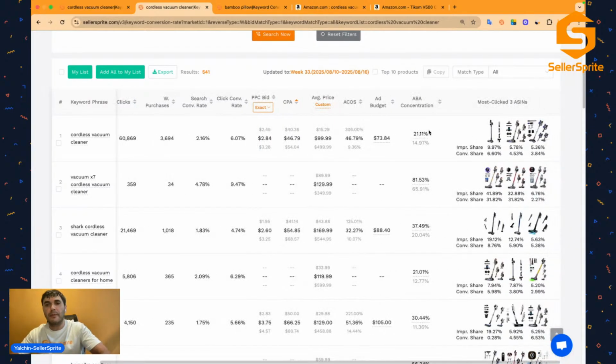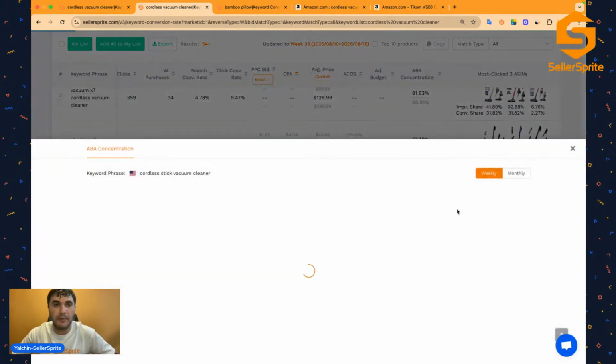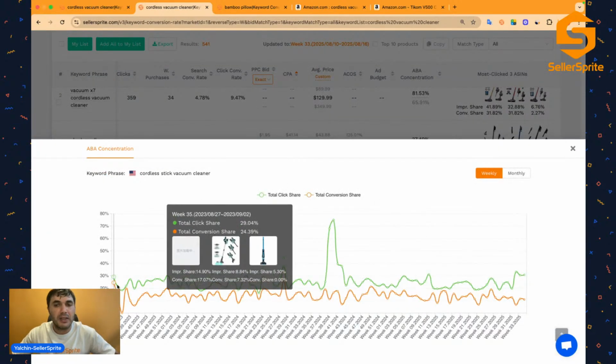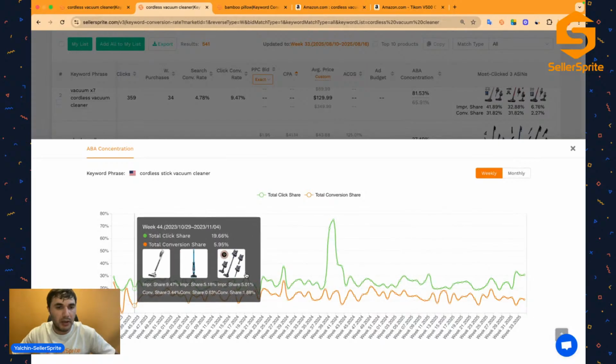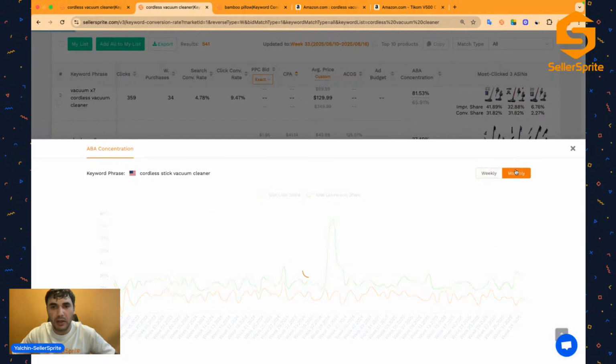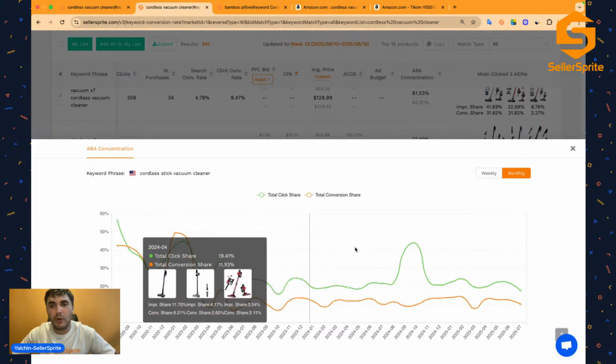Concentration. This is also very important to understand. For your cordless vacuum cleaner, maybe I can check cordless stick vacuum cleaner. Okay, check this one. We are gonna see how it's changing over time, weekly. Maybe if you wanna understand monthly, I just switch to monthly. How it's going down.